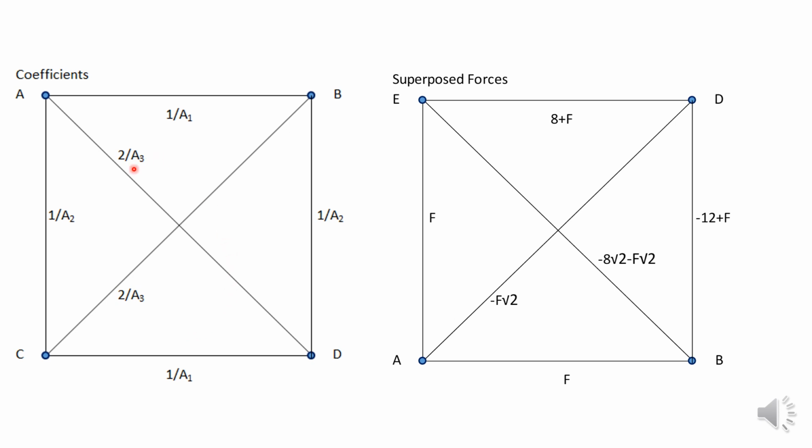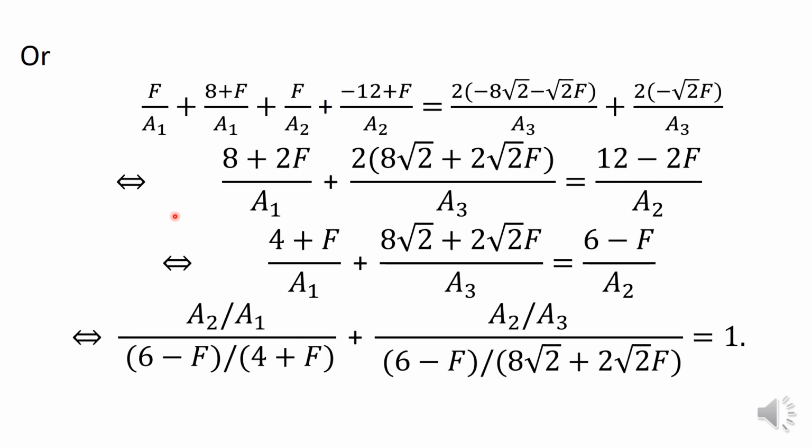So here we have the coefficients. These are our superposed forces. Remember what we do: multiply the coefficient by the corresponding force. The sum on the perimeter should equal the sum on the diagonals. And this is what we get here. This is the sum on the perimeter. You have 4 terms here, and then 2 terms for the sum on the diagonals. So of course, I'm just using A1, A2, A3 as variables here. This simplifies to this.